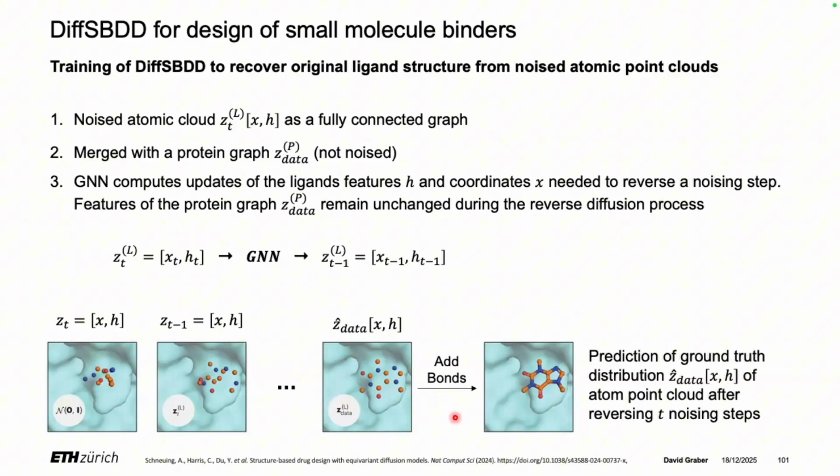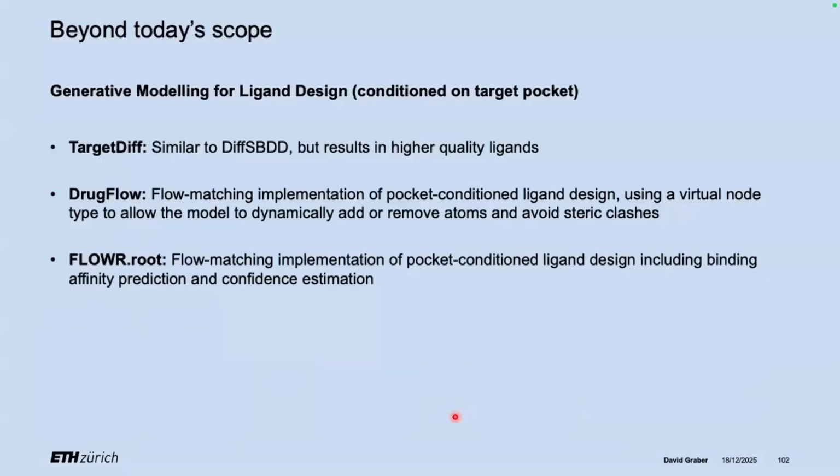Do you have any questions about that? Otherwise, as I mentioned last time, if I show you a model, it might not necessarily be because this is the newest and best model there is. So again, for those of you who are interested, there are a lot of models for generative ligand design conditioned on the target pocket of a protein. So TargetDiff would be quite similar to the one that you've seen now, but it generally results in a bit higher quality ligands. And then DrugFlow and FlowR, they are flow matching implementations of the same thing.